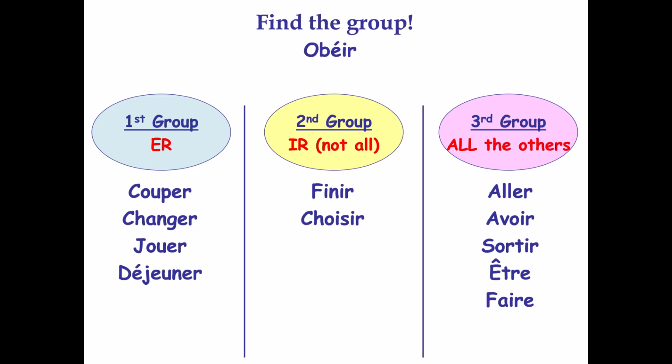What about obéir, to obey? Obéir ends with IR, so it could belong to group 2, but we obey is nous obéissons. You can hear the "is" sound, so yes, obéir belongs to group 2.